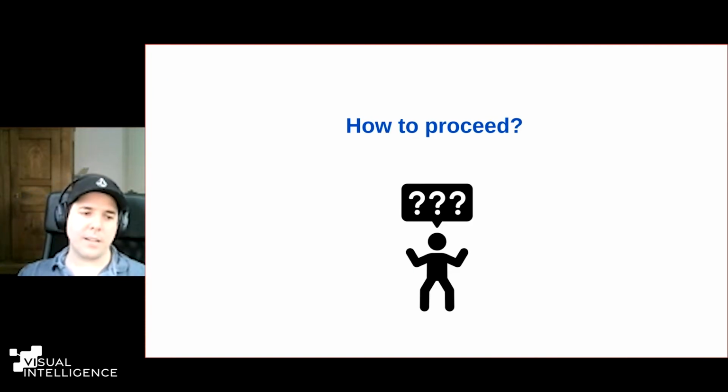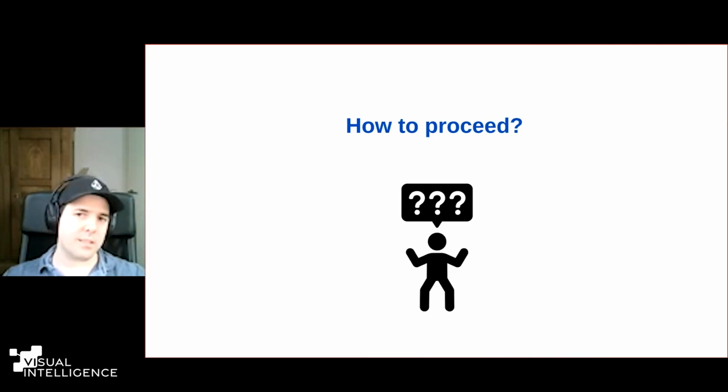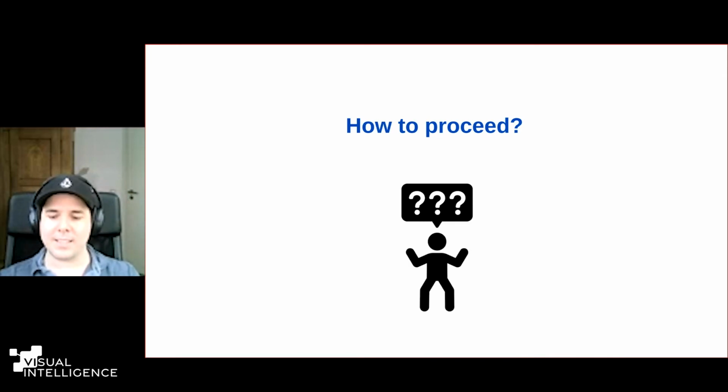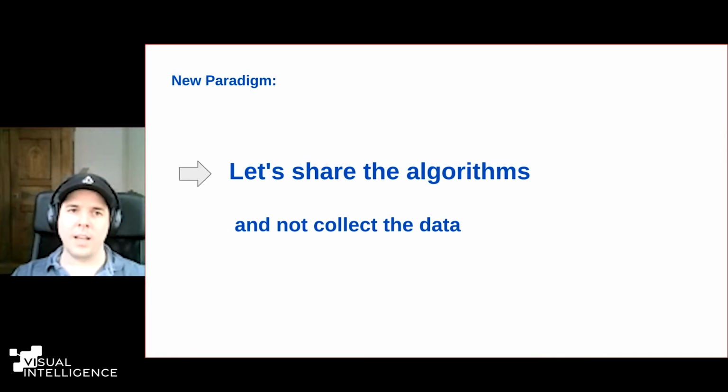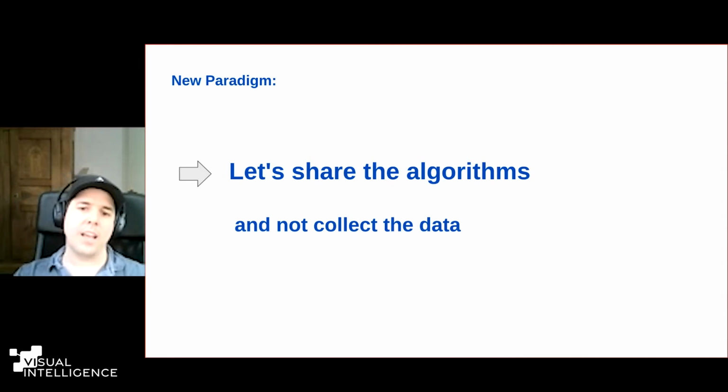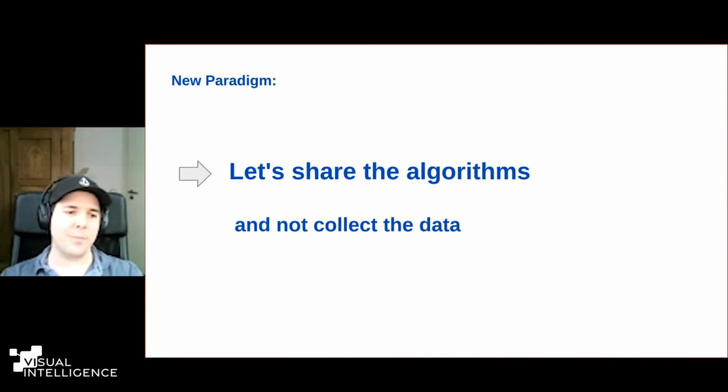So we were asking ourselves, how do we proceed? We want to work on the state of the art. We want to proceed in training and developing better models. And this is just a very tricky situation, especially when we want to comply with the high data protection requirements which we have. And so we decided to make a paradigm shift. The new paradigm for us is, let us share the algorithms with the data owners and not collect the data from the sites.